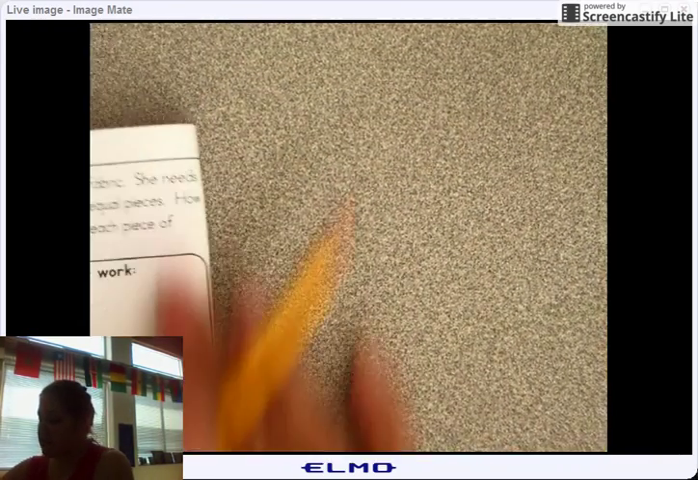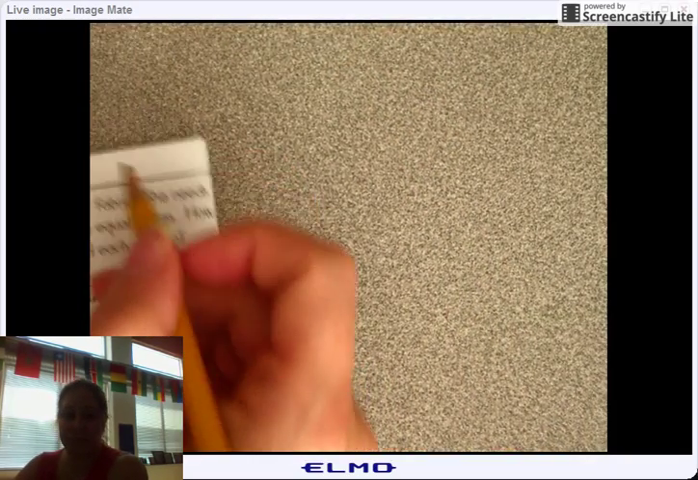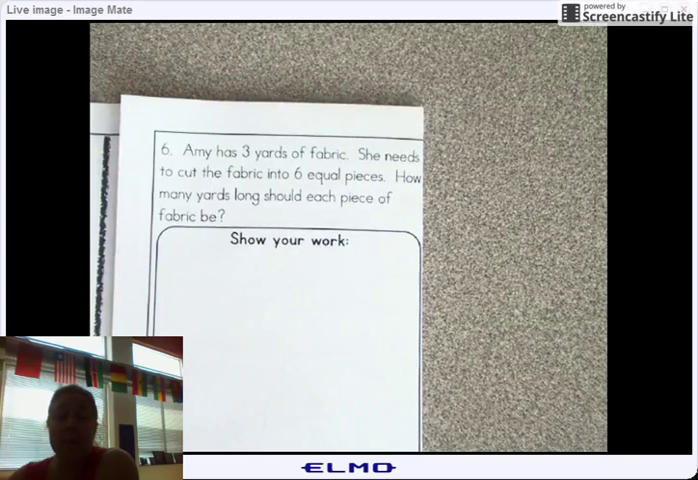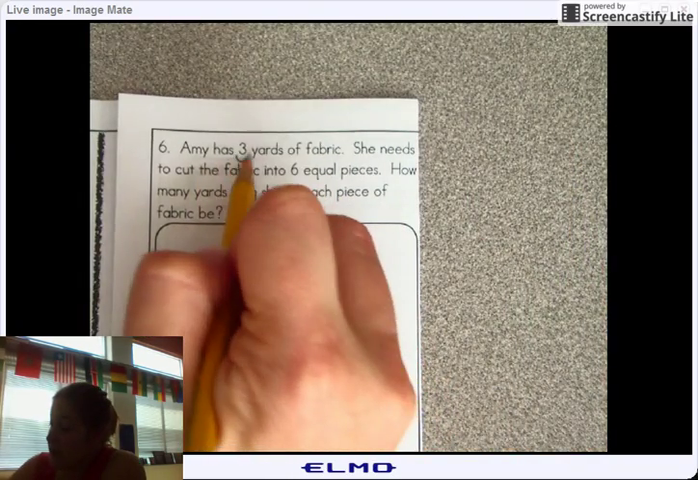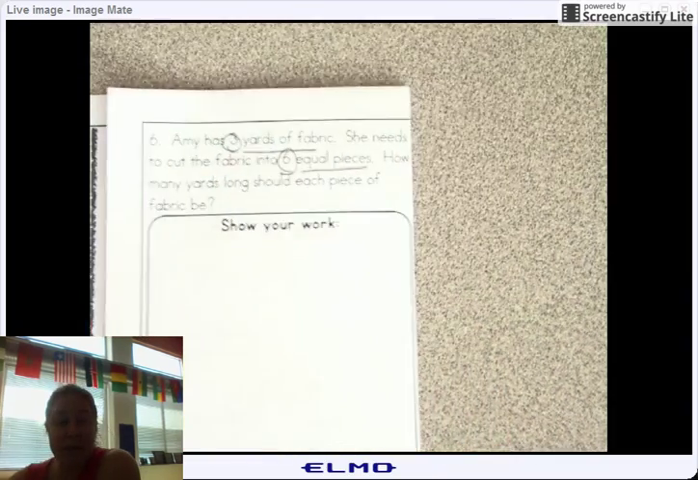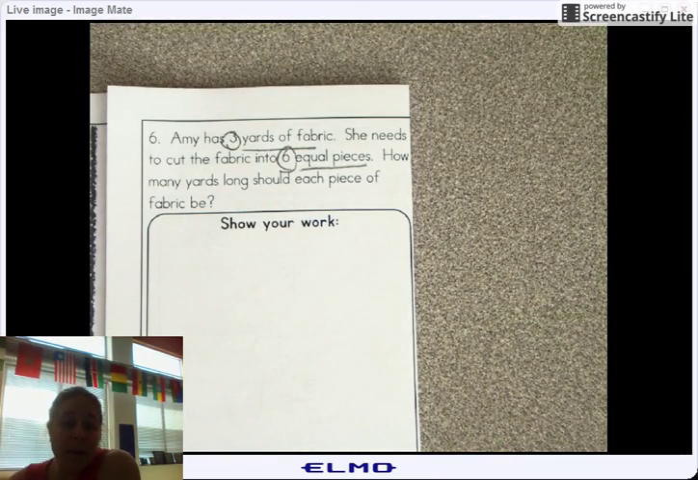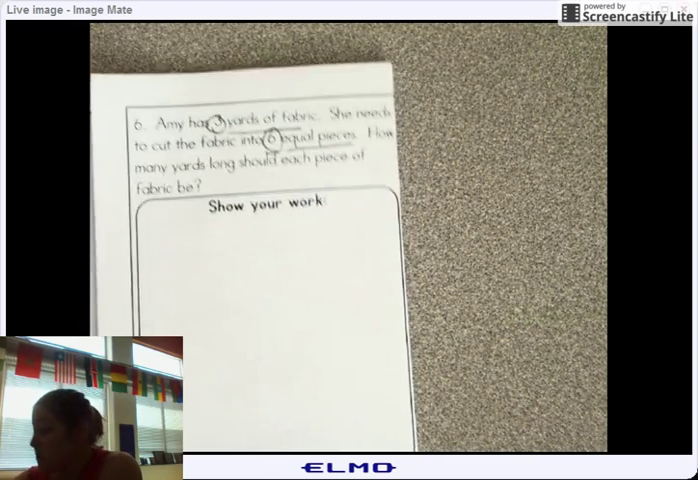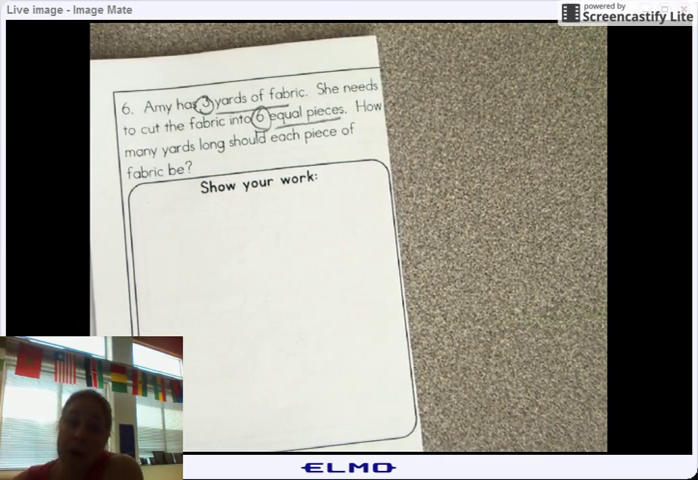Okay, question number 6. Once again, if you still need to pause me from question number 5, go ahead. Amy has 3 yards of fabric. She needs to cut the fabric into 6 equal pieces. How many yards should each piece of fabric be? Once again, you're just determining which number goes up top, which number goes to the bottom.